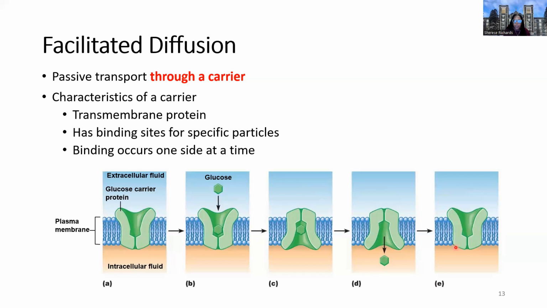They pick up the particle on one side, shape shift a little bit, and then deposit the particle on the other side of the membrane. And while this is still passive transport, because they're moving according to a gradient, this is not going directly through the membrane. It's using a carrier instead.